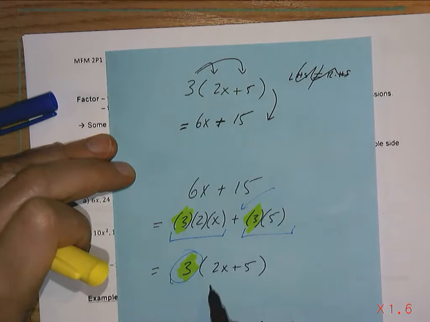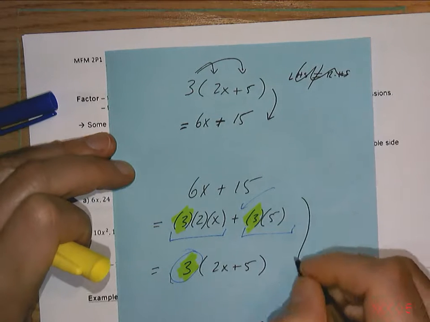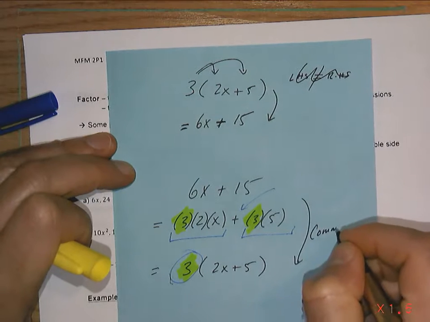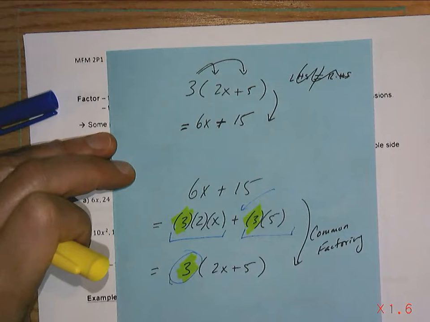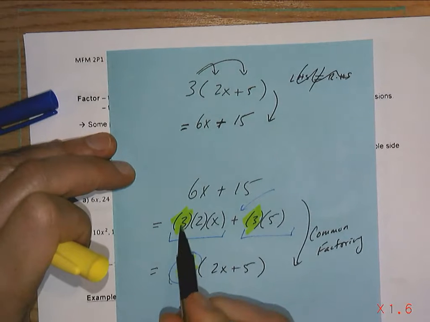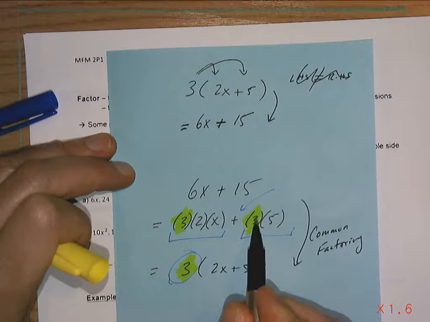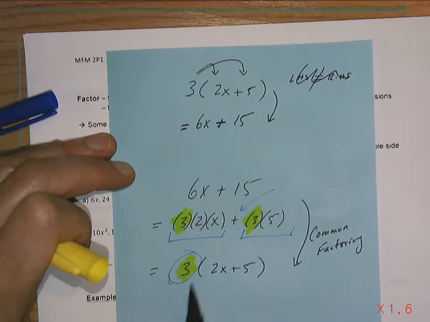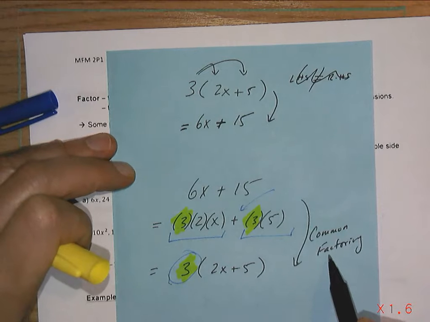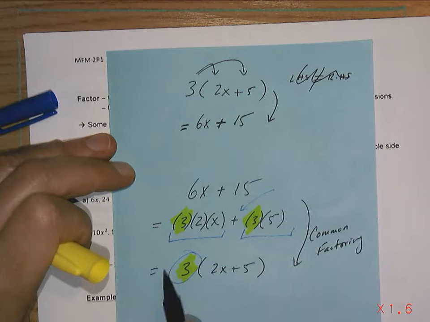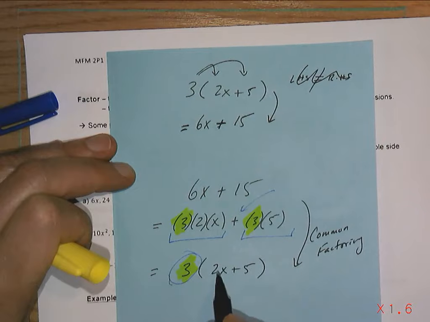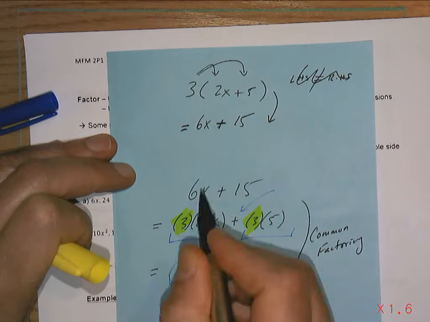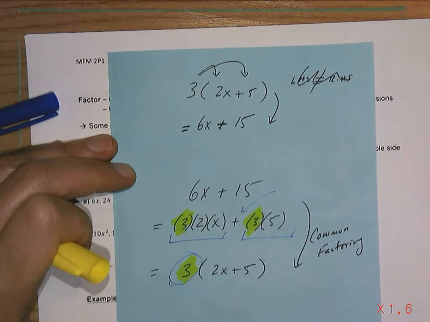And notice, this whole process is called common factoring, and it's called common factoring because they both have the common multiple of 3, and we factor it out, factoring being the word meaning the opposite of multiplying, distributing. So we factor it out, and if we were to move forward, this 3 times 2 times x is 6x, and 3 times 5 would give me 15.